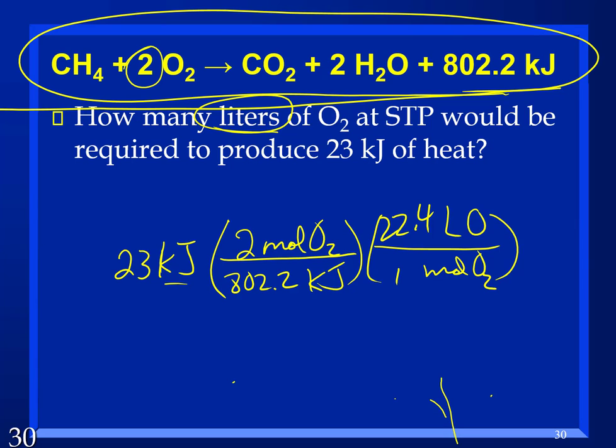So you push those buttons: 23 times 2 divided by 802.2 times 22.4 equals 1.3 liters of O2.